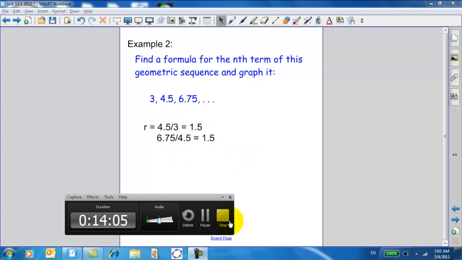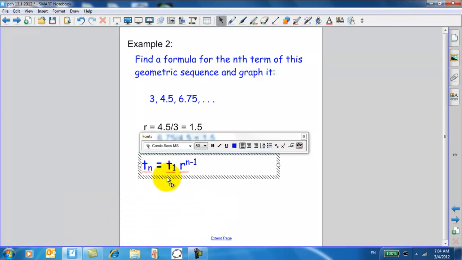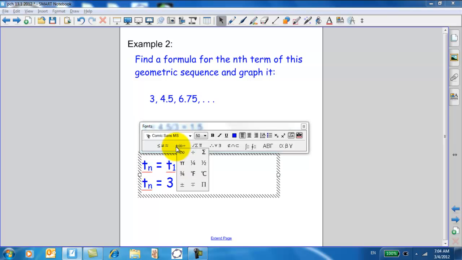So now we put in our formula for the nth term. T sub n equals T sub 1 times r to the n minus 1. So we want to know T sub n. And we know T sub 1 is 3 times r. So let's multiply by 1.5, all raised to the n minus 1. I think we're all set. N minus 1 power.